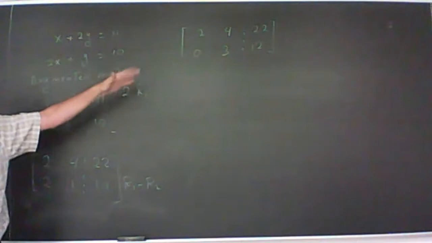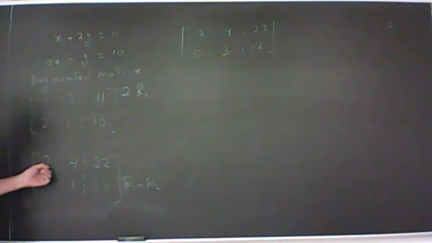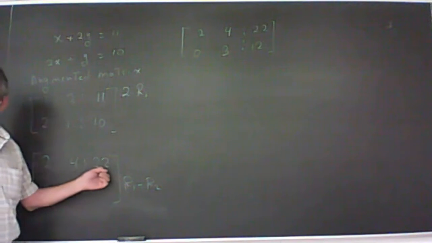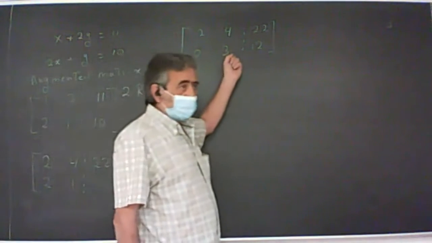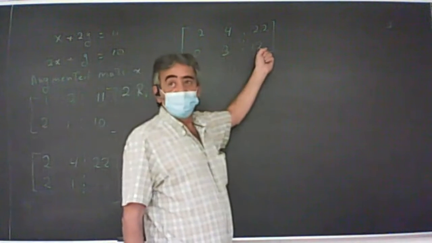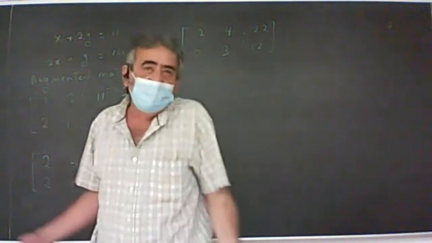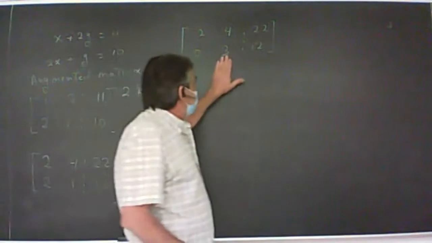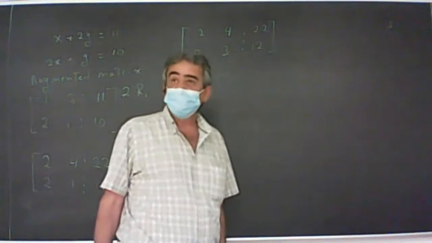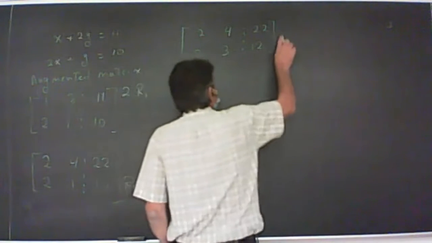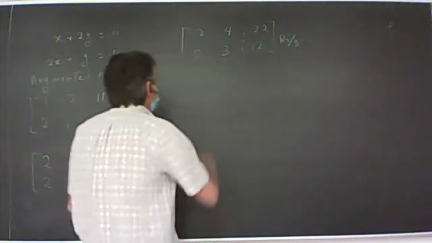Every time I'm doing something, the equations are changed. Yes? For instance, here we have 2x plus 4y equal 22. Here I have 3y equal 12. Say, for instance, I want to divide a row by a number. I can. Let's divide this, say, row 2 by 3. So if I were to divide over here row 2 by 3, what do I get?